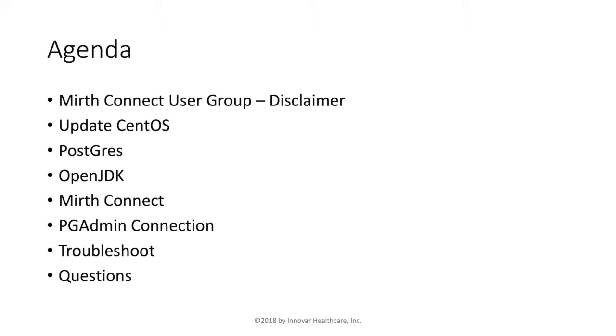Our agenda for the day will be our Mirth Connect User Group disclaimer. We're going to then update CentOS. We're going to install Postgres. We'll move into the OpenJDK, which is the Java component that's required for Mirth Connect to function. We'll do a complete installation of Mirth Connect. We'll then install the pgAdmin component. We will do basic troubleshooting if you run into any problems, and then we'll cover any questions that anyone might have.